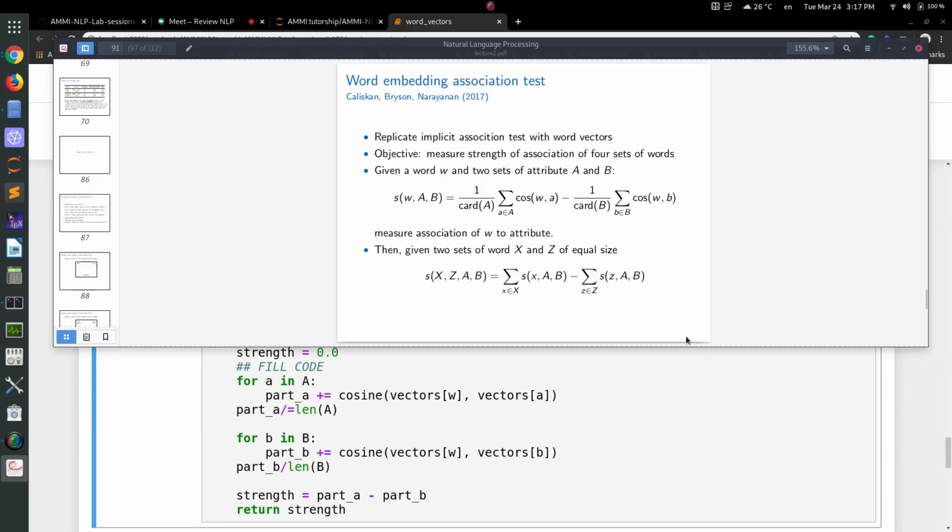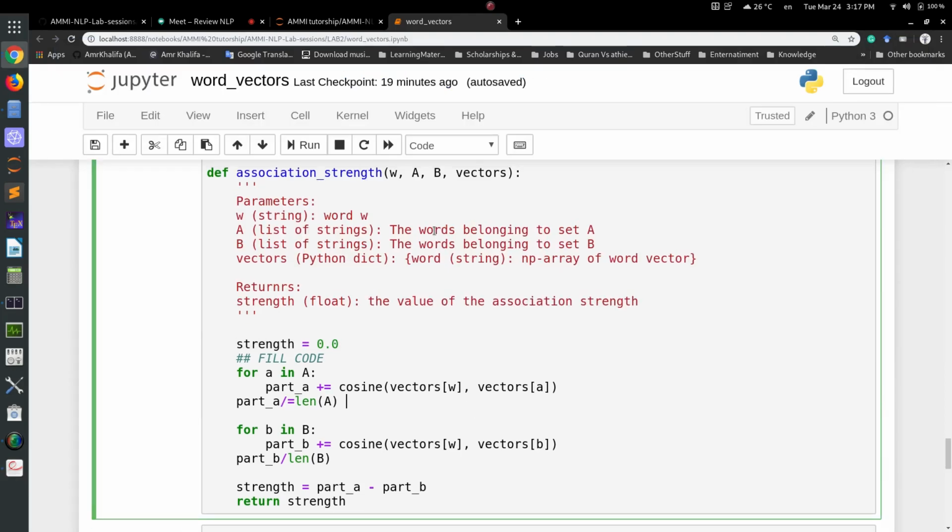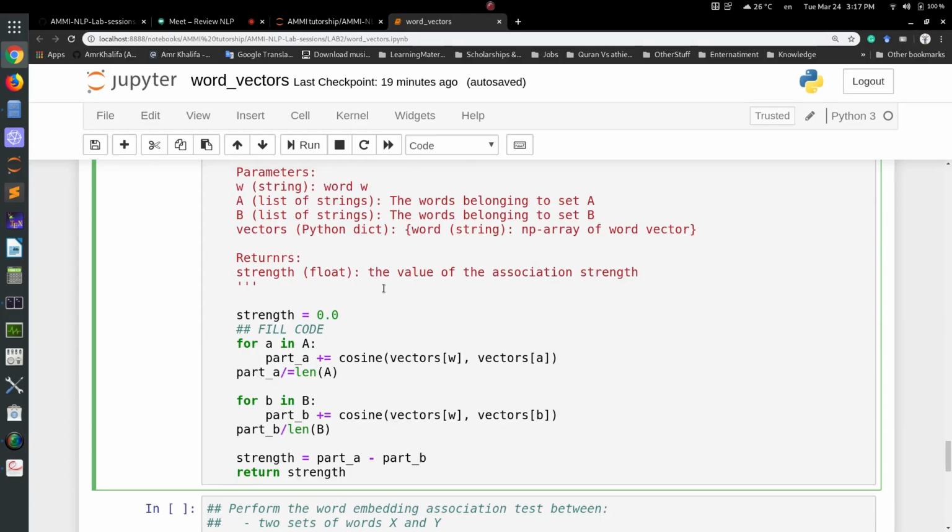Alright? And now for the second function, we're just going to use the function that we wrote here, because here we compute the association strength of a word to the features, and now we have two sets. So we're going to use this function to do it.